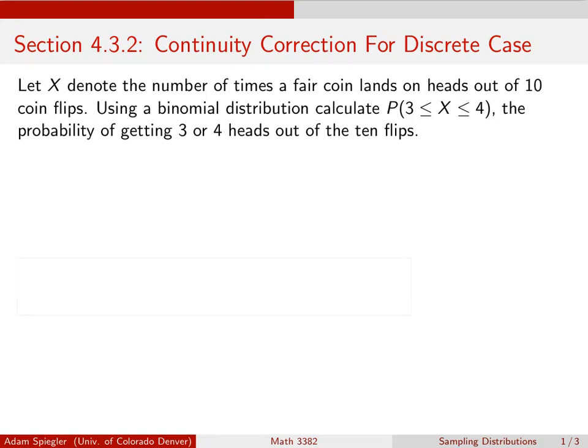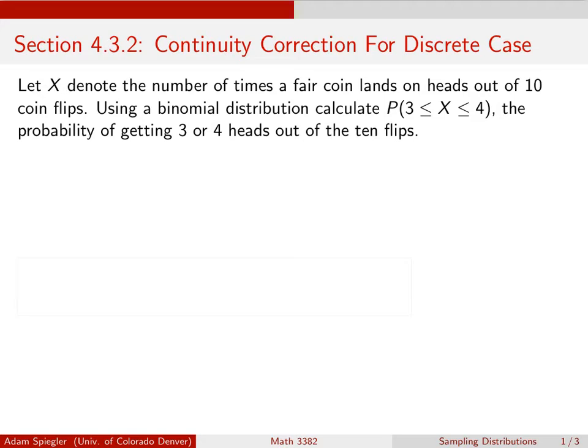Okay, hi everybody. In this video, we're going to take a look at what's called the continuity correction that we can apply when we use a continuous distribution, normal distribution in this case, to approximate a discrete distribution. So the discrete distribution we're going to consider is the binomial distribution.